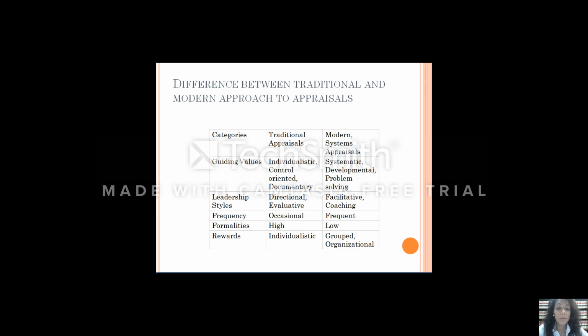Now let's move on to the difference between the traditional approach and the modern approach. When it comes to guiding values, the traditional approach is more individualistic, control oriented and documentary, while the modern approach is systematic development and problem solving. In leadership styles, the traditional approach is directional and evaluative, while it is facilitative and coaching in the modern approach. Frequency is occasional in the traditional approach, while it is frequent in the modern approach. Formalities are high in the traditional approach and very low in the modern approach.